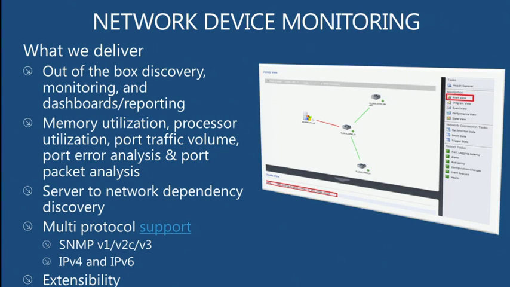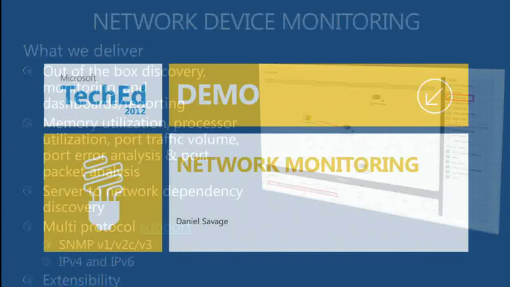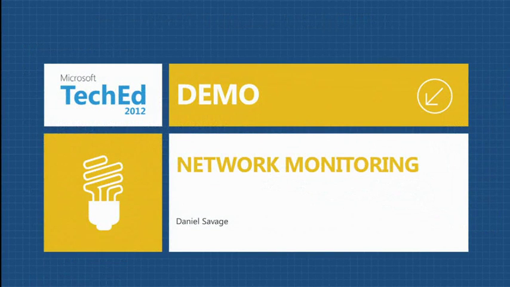The next point is really core to why it's important to monitor this layer: can I understand the effect of my network on my applications and servers? So through the investments we made in 2012, we've allowed you to understand the connections between your servers and your network as well. Multi-protocol support, so support for SNMP v1, 2, and 3, IPv6 and v4. And extensibility, so the ability to author custom workflows to be able to monitor your network devices. So with that, I'll jump straight in and show you a demo.